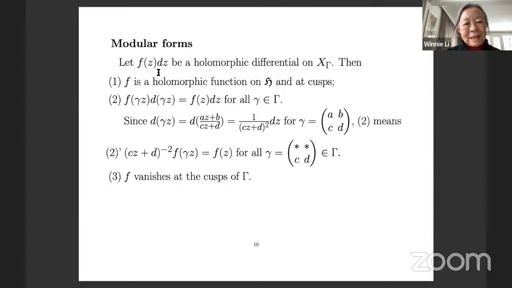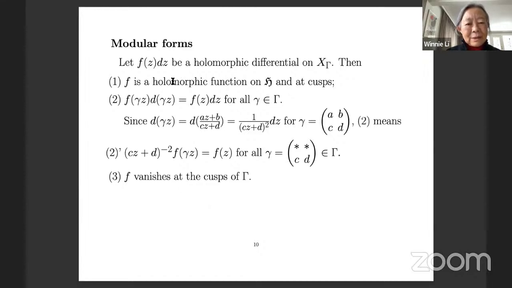And the second is that this differential is invariant under the action of gamma. So that means that f(γz) d(γz) equals f(z) dz. And when you look at d(γz), you find out that it is 1 over (cz+d)^2 times dz, where gamma has a second row c, d. So that means that f(γz) times (cz+d)^(-2) is equal to f(z). So that's the symmetry that the function f has to satisfy. And the third condition is that f vanishes at the cusps of gamma.